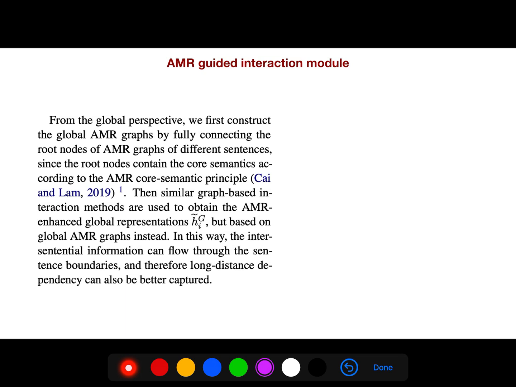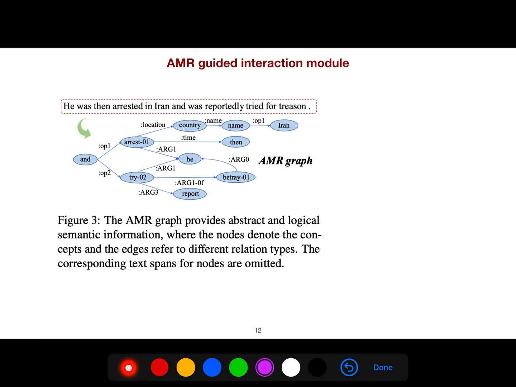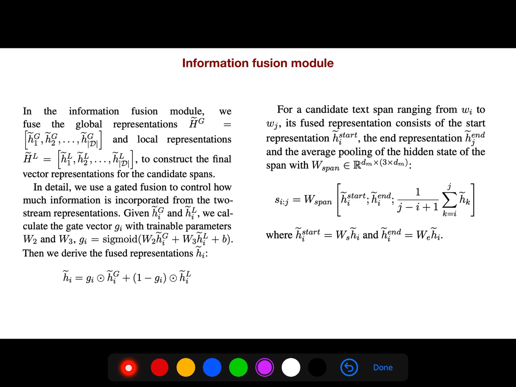From the global perspective, we first construct the global AMR by fully connecting the root nodes of different sentences, since root nodes contain the core semantics. Then similar graph-based interaction methods are used to obtain the AMR-enhanced global representation. So this is an example of an AMR graph, which provides abstract and logical semantic information, where the nodes denote the concepts and the edges refer to different relation types.